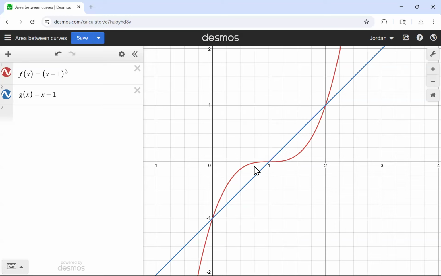So they might be counting this as a negative area because it's underneath the x-axis, or maybe because f is above g, or maybe they want to count this as a negative area because g is above f, and this is positive because f is above g. So maybe they want to count both areas as positive, maybe both as negative, maybe they want to count one as positive, one as negative. Maybe they only want to count one of the areas or the other.